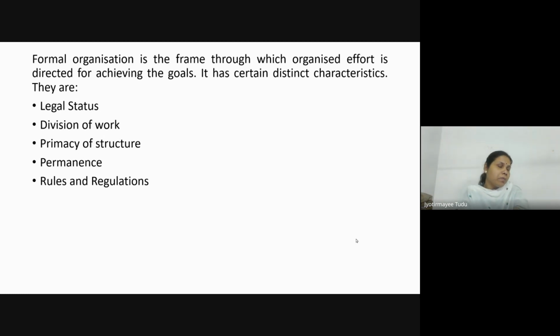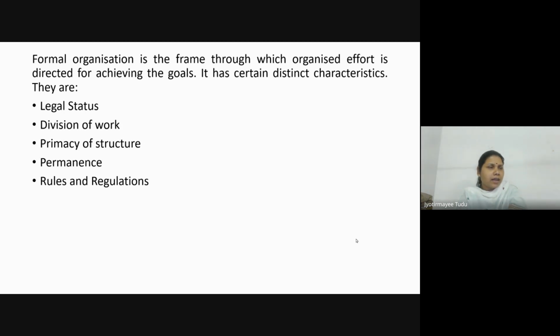And also division of work fixes a clear accountability, that for which work the particular person is accountable before the superior. So in that regard also, division of work brings a certain level of stability and functionality in the organization. Then there must be the primacy of structure.